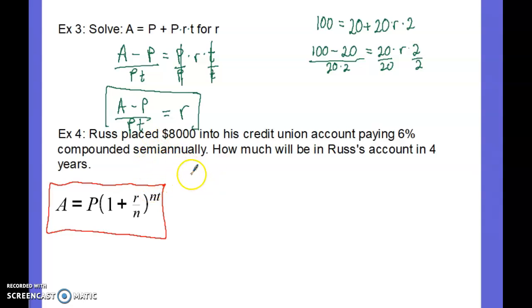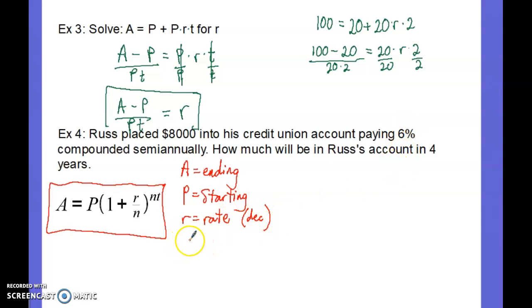So just a few things to remember. A is the ending amount. P is the starting amount. R is your rate as a decimal. So let me put in parentheses a decimal. You don't want to write 6 in there. You'll get the wrong answer.